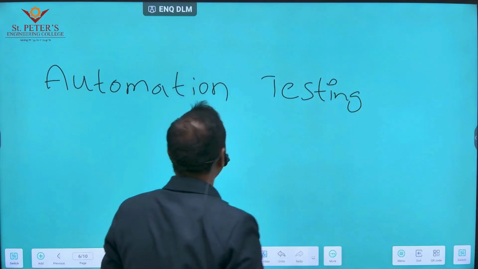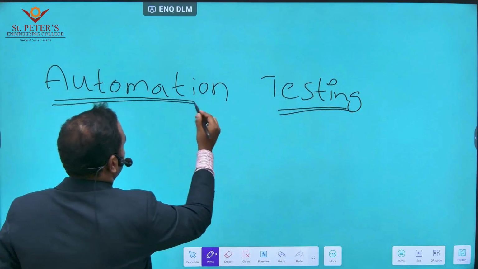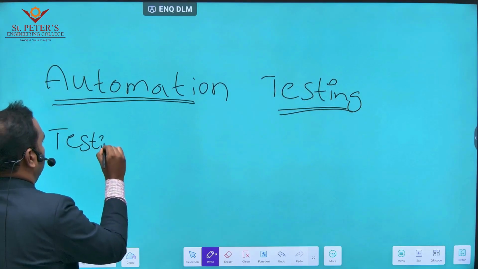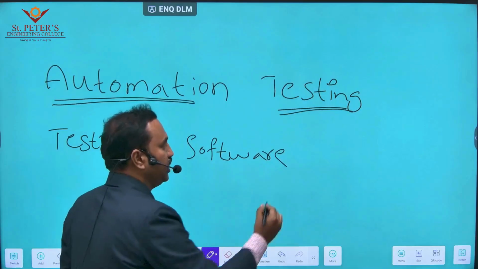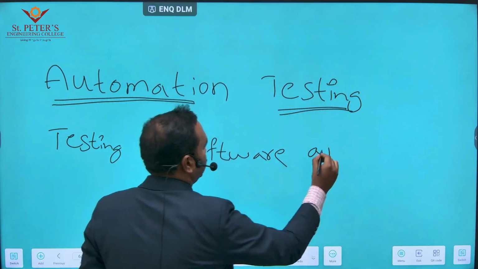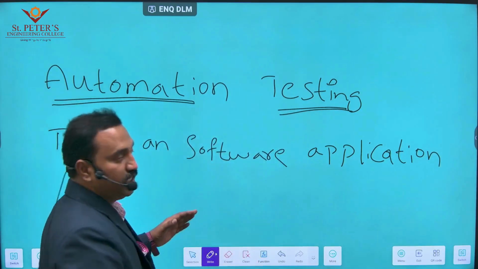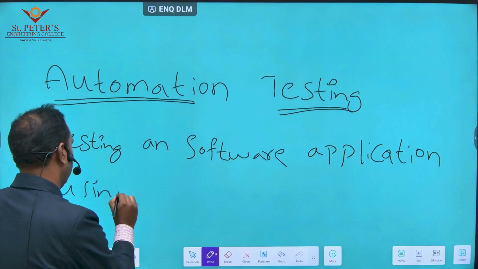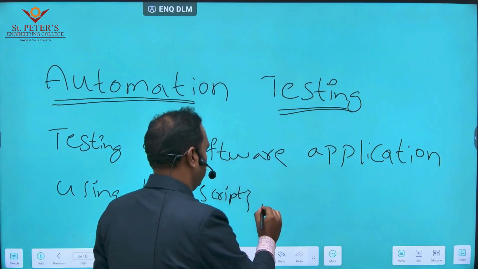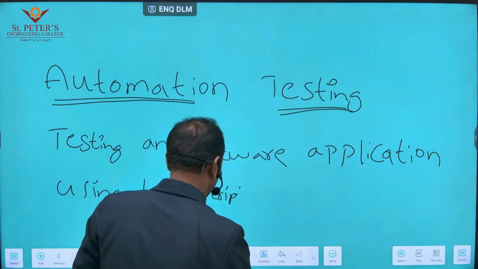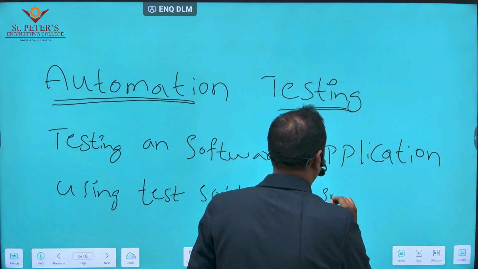So what is automation testing? Testing a software application using test scripts and software tools.